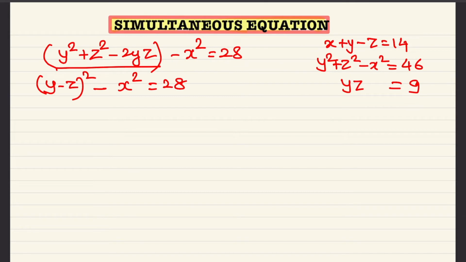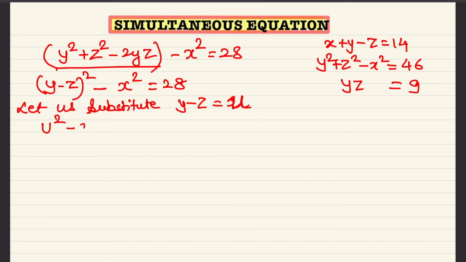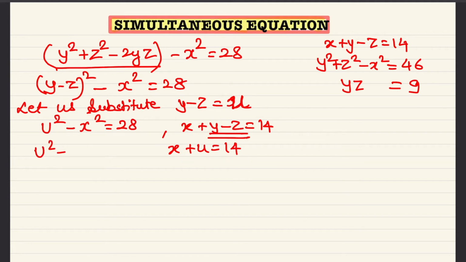So let us substitute y minus z as some variable. Let us say it is u. So our equation is u square minus x square equal to 28, and I will substitute in equation number 1 also, x plus y minus z equal to 14. On substituting y minus z, x plus u equal to 14. Now we have two equations: u square minus x square equal to 28 and u plus x is equal to 14.